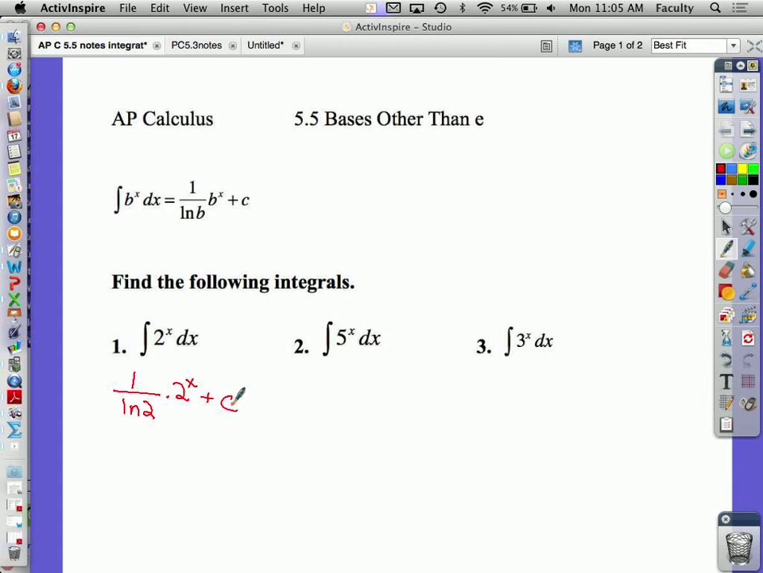Yes? Can we just put the 2 to the x on here? You may. You can. Absolutely. All right, try 2 and 3. Okay, check them with the board. You guys got it? Pretty easy.